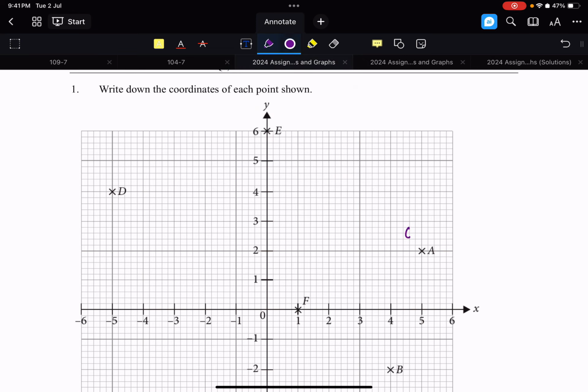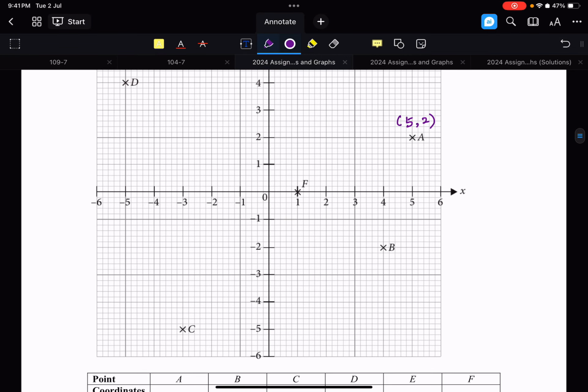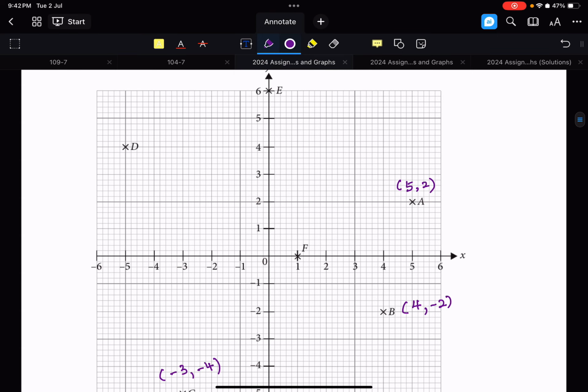The value here is 5, comma 2. This is how we write it. Point B is 4, comma negative 2. And where's point C? Point C is over here on the bottom left. So this point here is going to be negative 3 followed by negative 4. Point D is negative 5 followed by 4.